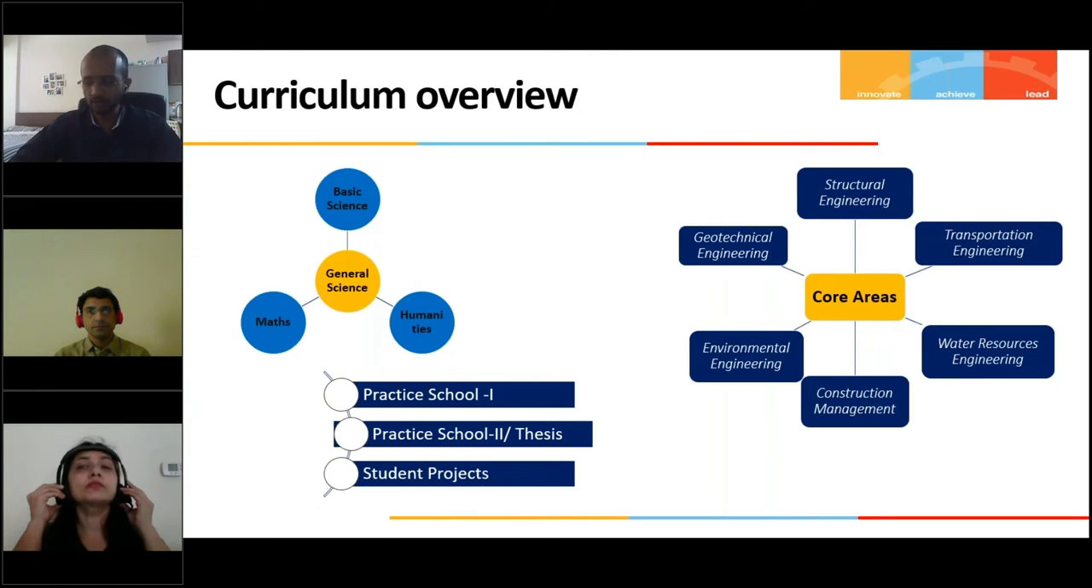Okay, moving on to the curriculum overview. Our curriculum covers all the basic aspects of civil engineering. It's a well-rounded curriculum where it covers all the aspects of civil engineering through the core areas, and you can have a wide range of electives, which gives much more interest to the sub-disciplines. And of course all the other things are the same. Practice school and practice student projects, everything remains the same. Next slide, please.